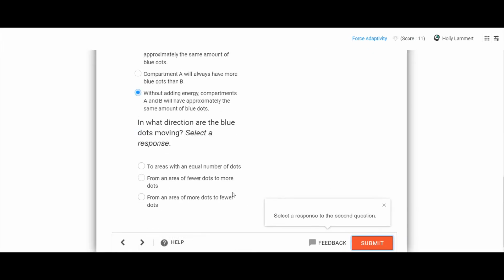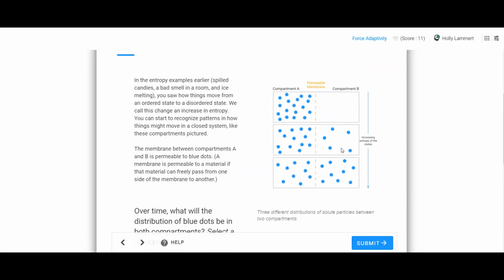Oh, and there's a second question. In what direction are the blue dots moving? Select a response. To areas with equal number of dots, from an area of fewer dots to more dots, or from an area of more dots to fewer dots. So they're moving from more dots to fewer dots.